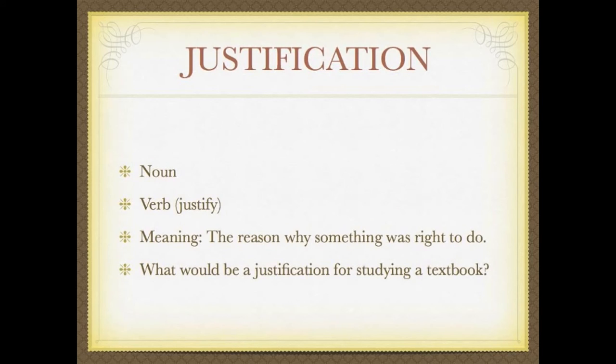The next word on our list is justification. Now, the word justification has an I-O-N ending, so you know that this word is being used as a noun. If you wanted to use the word justification as a verb, you would simply write justify. The meaning of justification is the reason why something was right to do. If I wanted to use the word justification in a sentence, I could say, a good justification for being late to school is having a flat tire. What would be a justification for studying a textbook? Write your answer on your vocab sheet.